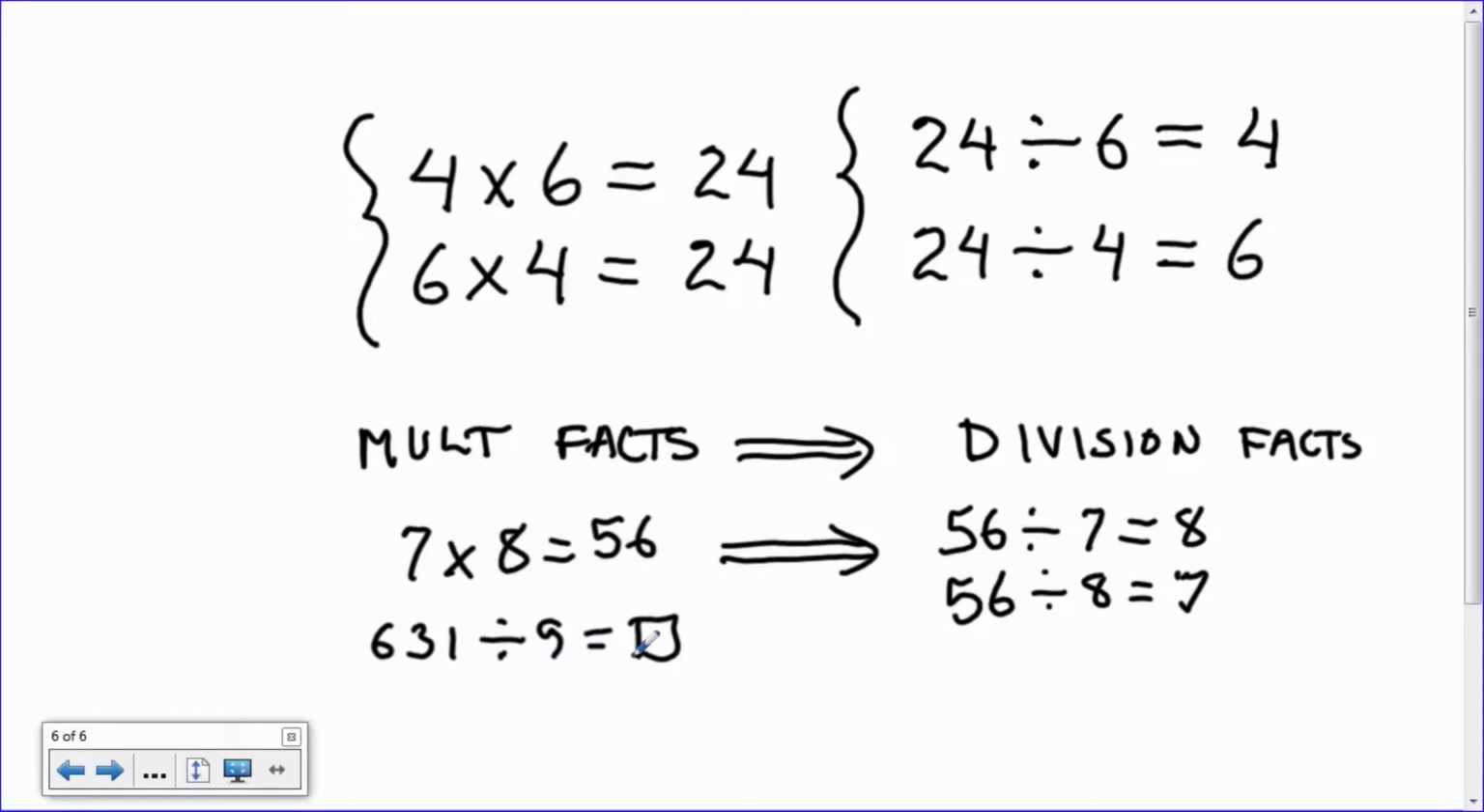what the answer to this problem is, if we happen to know that 9 times some number is 631, if I knew this, I would know the answer to this one. But 9 times some number is 631, that's not a compatible pair for George, and may not be a compatible pair for any of you out there. So I can't quickly write down what the quotient would be for 631 divided by 9, because I don't know what 9 times what number gives me 631.